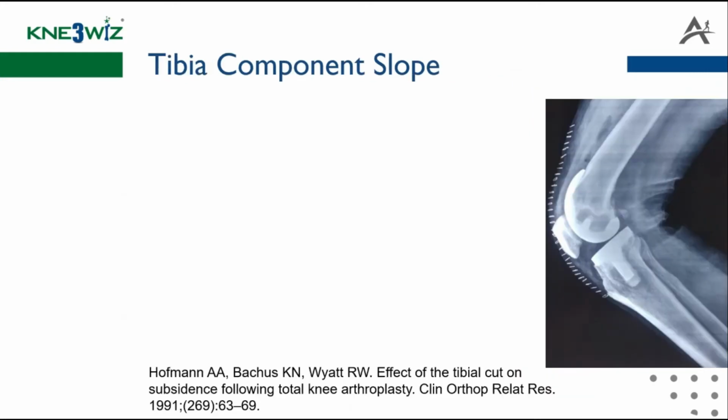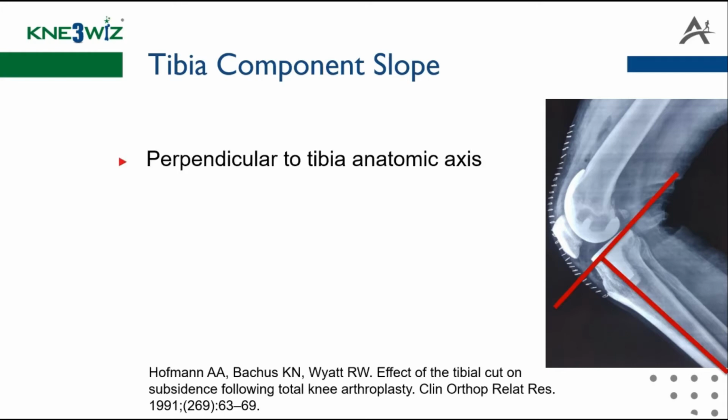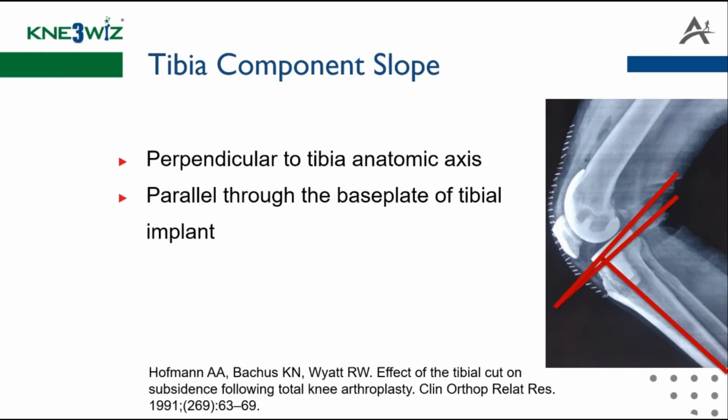The tibia component slope is defined as the angle between the perpendicular to the tibial anatomic axis with the parallel through the base plate of the tibial implant. It's usually a trade-off between the native slope and the perpendicular. It varies from one implant design to the other. Some have an inbuilt slope in the plastic insert to decrease the necessary slope on the tibial component.